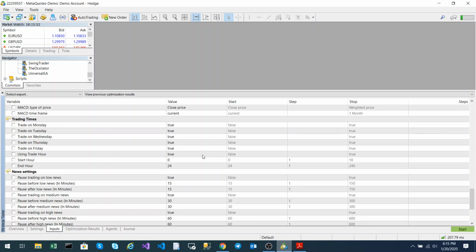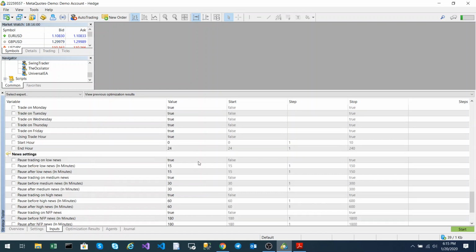Okay, so those are our indicator settings. We have our standard trading time settings, so you could choose which days and which hours you want the algo to trade.